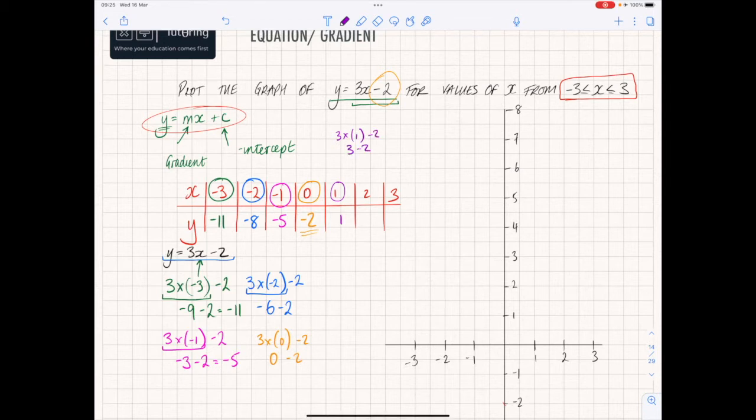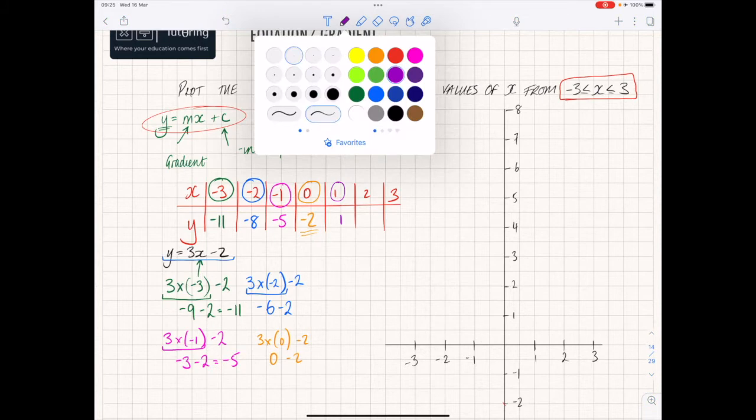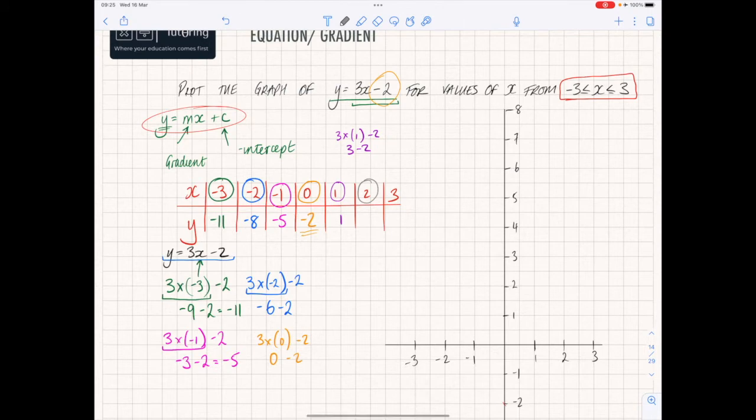And then the next one I'll do in grey. So we've got 3 times 2, which is 6, and then minus your 2 is 4. And then the last one will be 3 times 3, which is 9, minus 2 is 7. So that should be what you end up having as your table.